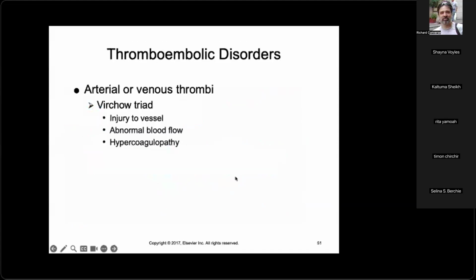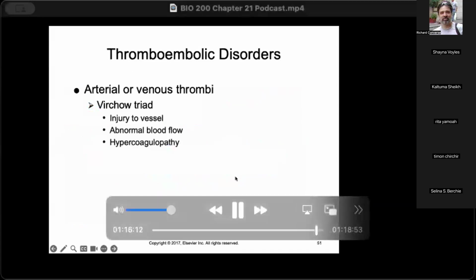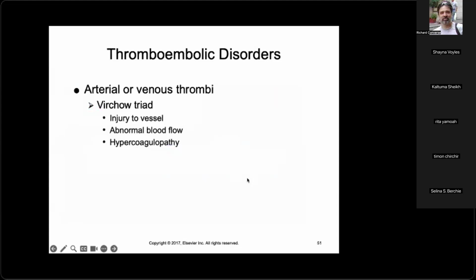Other thromboembolic disorders, Virchow triad. Virchow triad postulates the presence of 3 factors that predispose a person to develop vascular thrombosis. They include hypercoagulability of the blood, alteration of blood flow in the vessels, and vessel wall injury and endothelial damage.